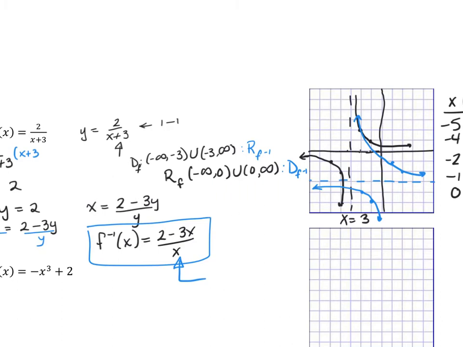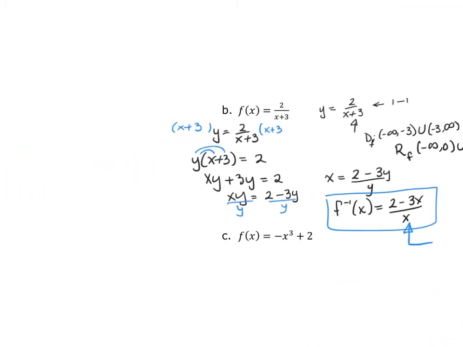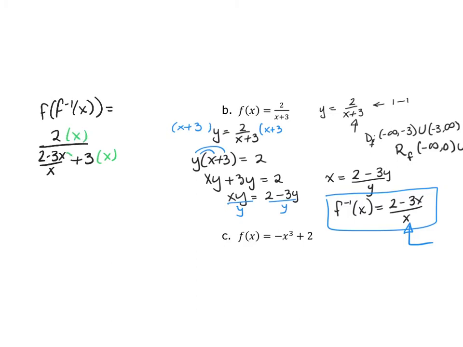Now all I have to do is check these both ways. So I'm going to check them by the composition f of f inverse of x, which is equal to 2 over (2 minus 3x over x) plus 3. Multiply everything by x because that's my lowest common denominator, so multiply by x over 1 everywhere. And so I get 2x in the numerator. I get 2 minus 3x plus 3x, which is equal to 2x over 2, which is equal to x. So that works that way.